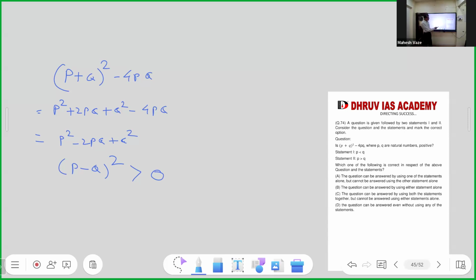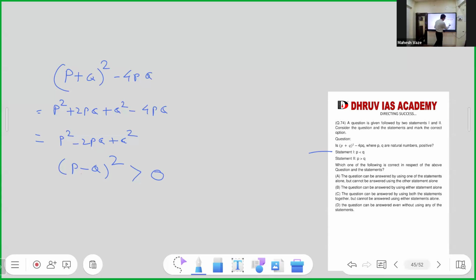But see the statements now. If statement 1 is given, P is less than Q, so P minus Q will be negative, and its square will be a positive number, greater than 0. If P is greater than Q, then this itself is positive, so its square will be positive and greater than 0. So if you get either the first statement or the second statement alone, you will be able to give the answer.